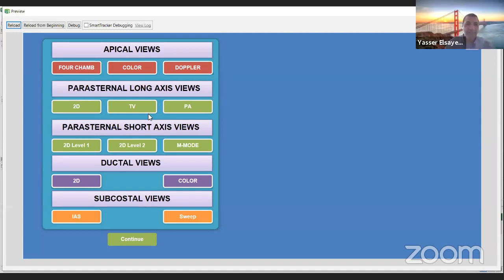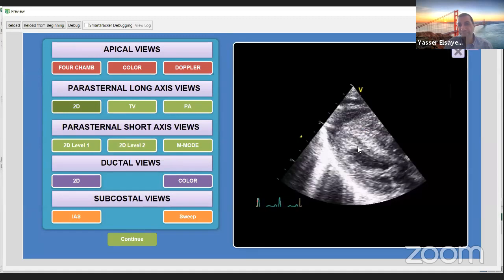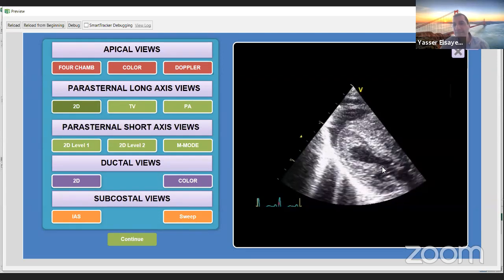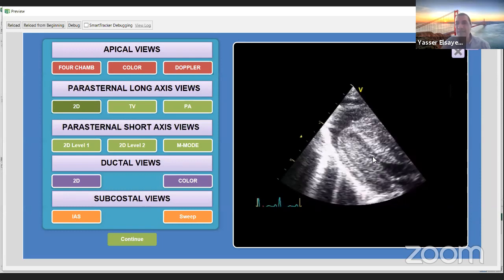Now we have the echo, and in this software we have divided into the most important views: the apical views, parasternal views, short axis parasternal, and subcostal. To save time, I will show you the parasternal long axis view. When you look at the parasternal long axis view here in the video, again, it's slow, you can realize that the left ventricle is actually collapsed. The heart is really very small, and the ventricle is almost empty at the end of systole.